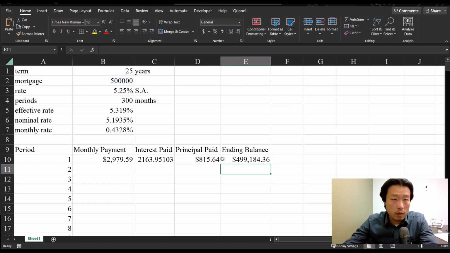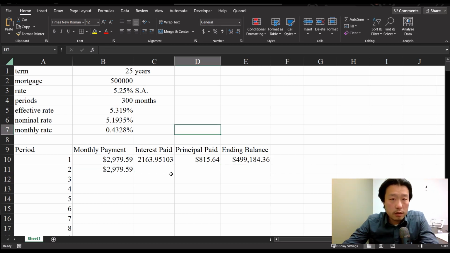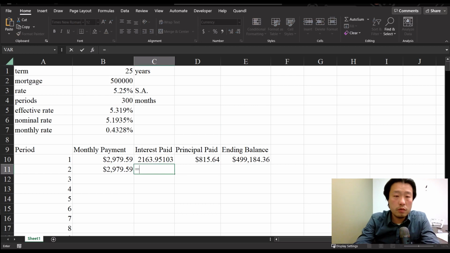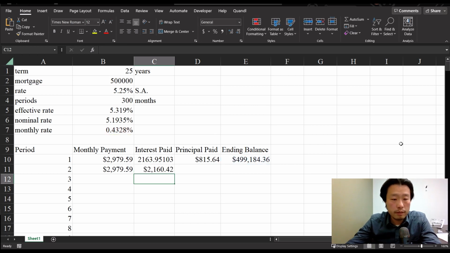We know that the monthly payment is not changing over the period, so it would be the same for all the months. To find the interest, we just need to use the ending balance of the last period, multiply by the monthly interest rate, and press F4 to lock the cell because we just have one monthly rate.